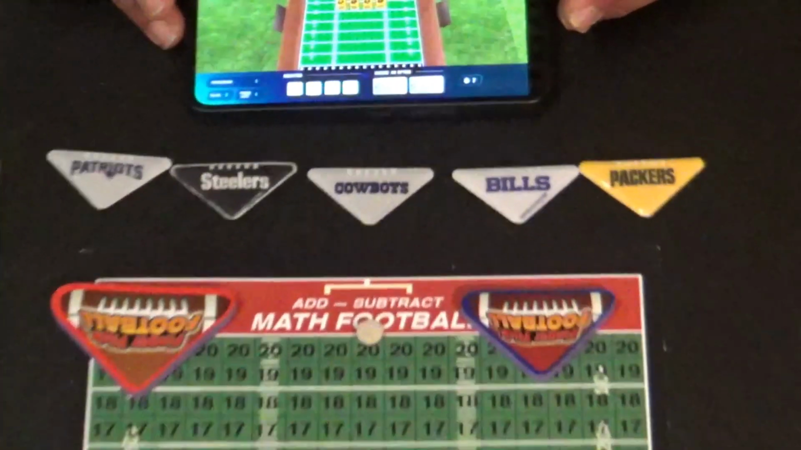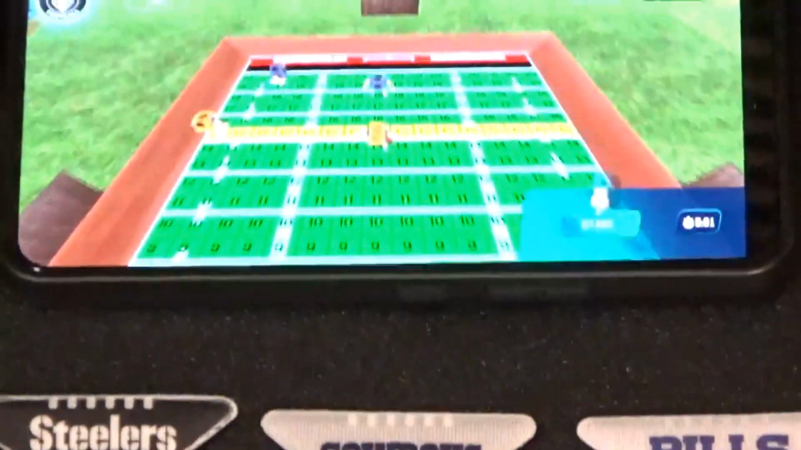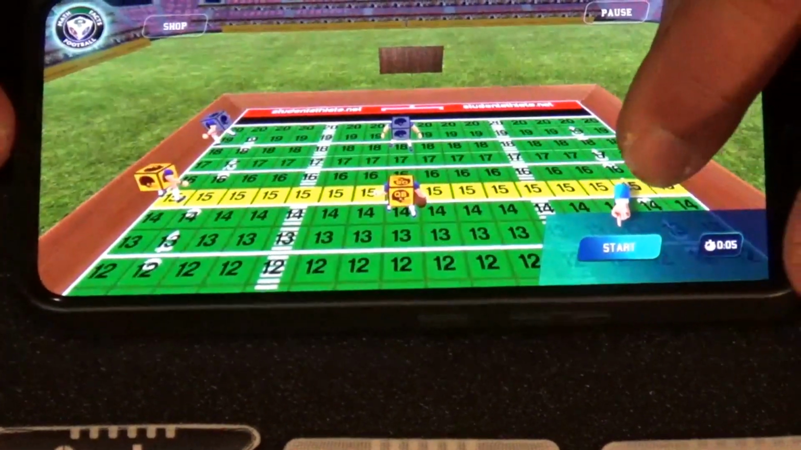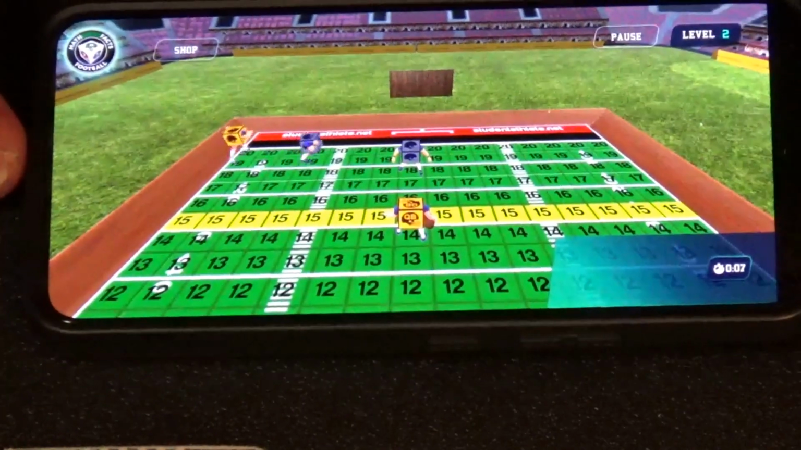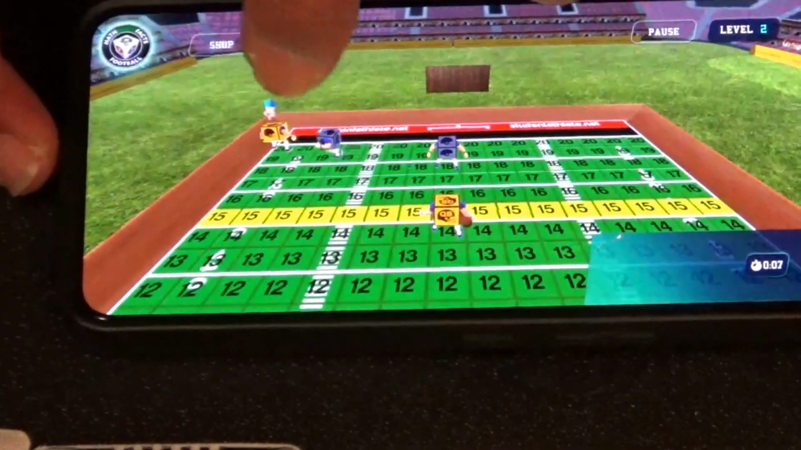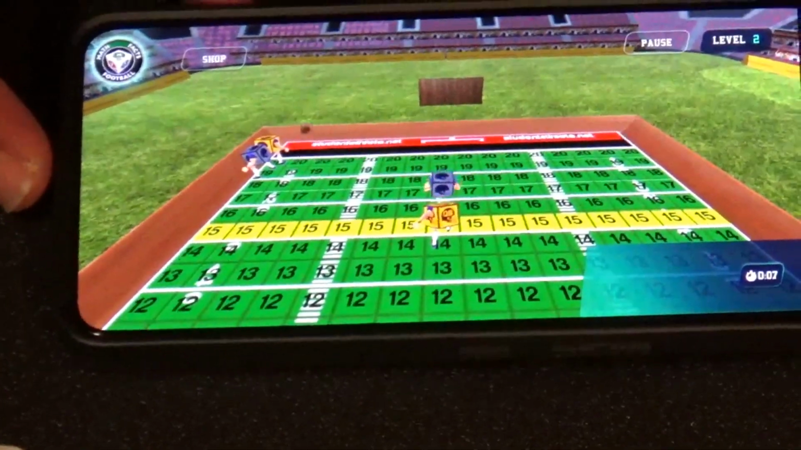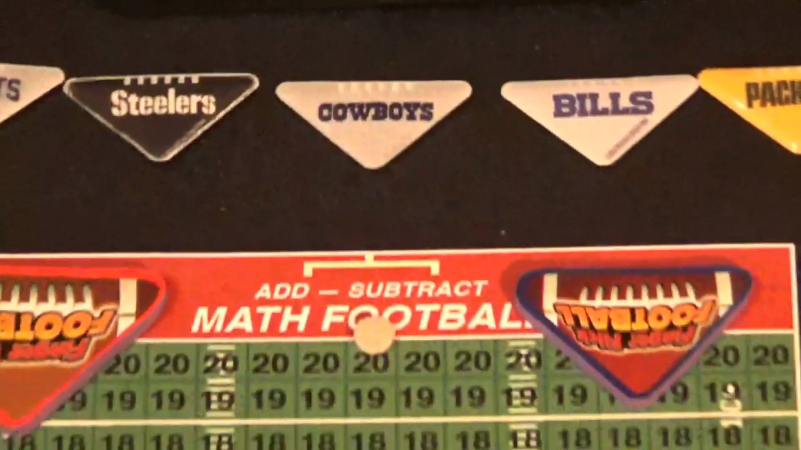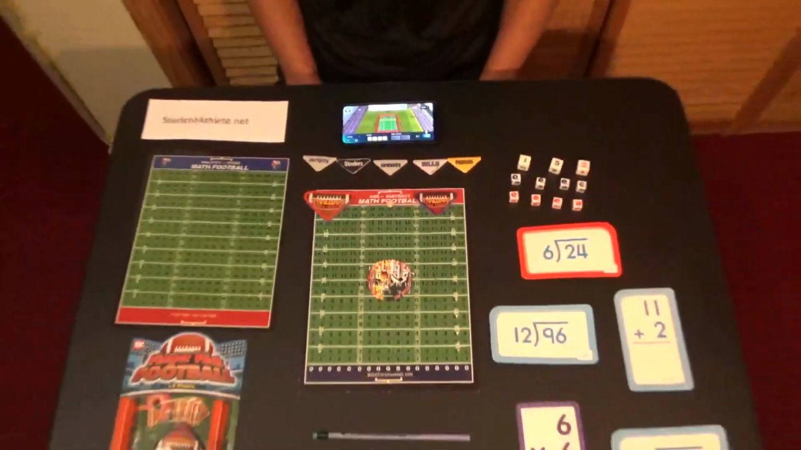8 plus 0 equals 8. Correct answers are rewarded with an opportunity to run a play. Here you see the DC Commandos versus the Dallas Cowpokes. Touchdown. More information is at mathfactsfootball.com.